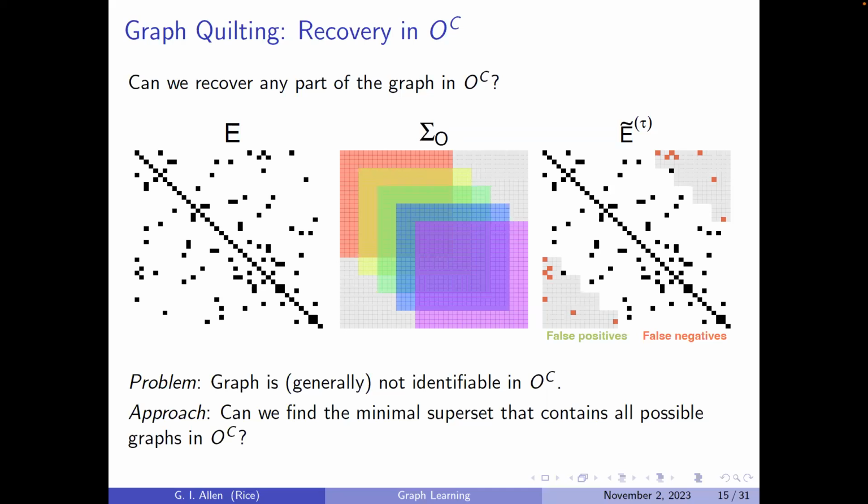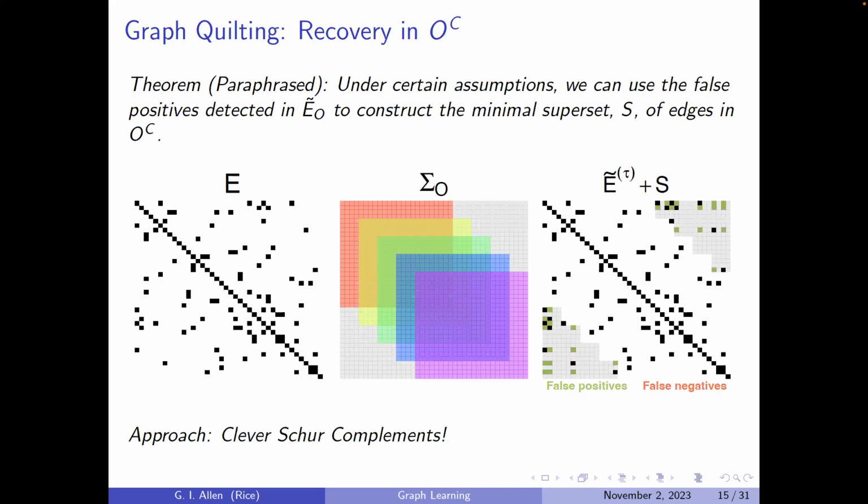Okay, so the issue in O complement is it's totally not identifiable from the data that we've observed. And so the best we can hope for is a minimal superset that contains all possible edges in O complement. What we do is we have this clever use of Schur complements for the different patches of the data that are observed that gets us this minimal superset. This minimal superset means there will absolutely be false positives in O complement, but we're not going to miss anything. There's not going to be false negatives. And by minimal superset, we mean this superset is as small as possible.